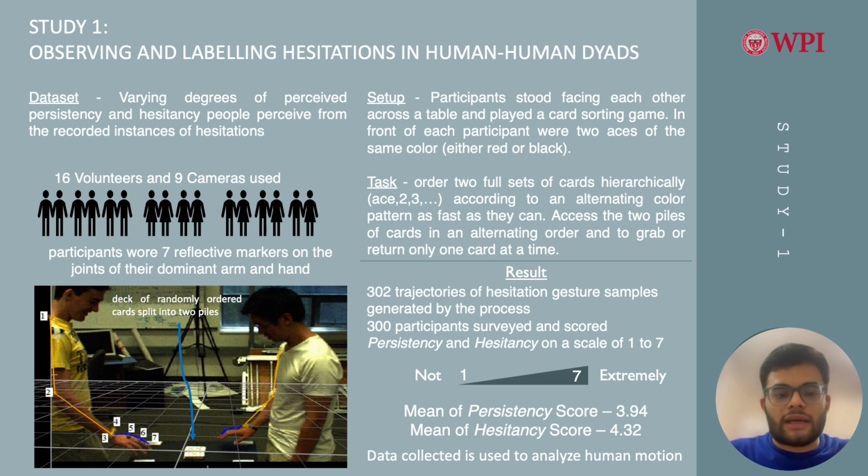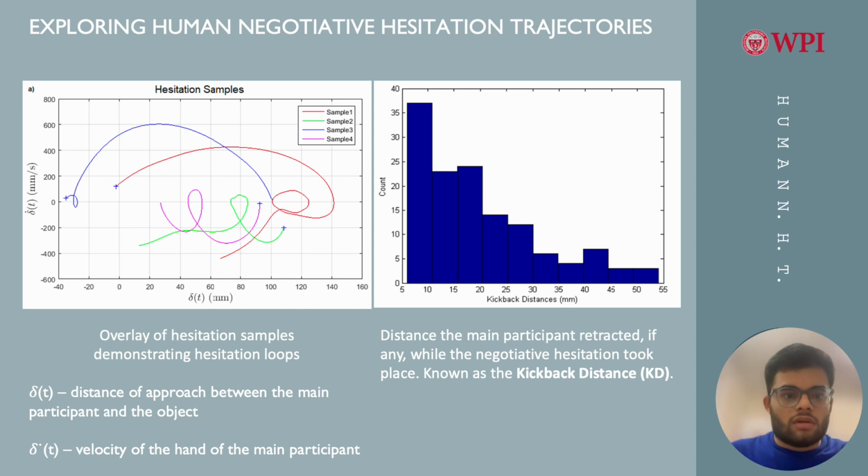This data that was collected was further analyzed for human motion. Now we see here the human negotiative hesitation trajectories, that is, the trajectories that a wrist follows when a human encounters a certain type of hesitation. Here, we can see the two graphs where the hesitation samples are traced in a state space of del t versus del dot t, where del t corresponds to the distance traveled, whereas del dot t corresponds to the velocity of the hand.